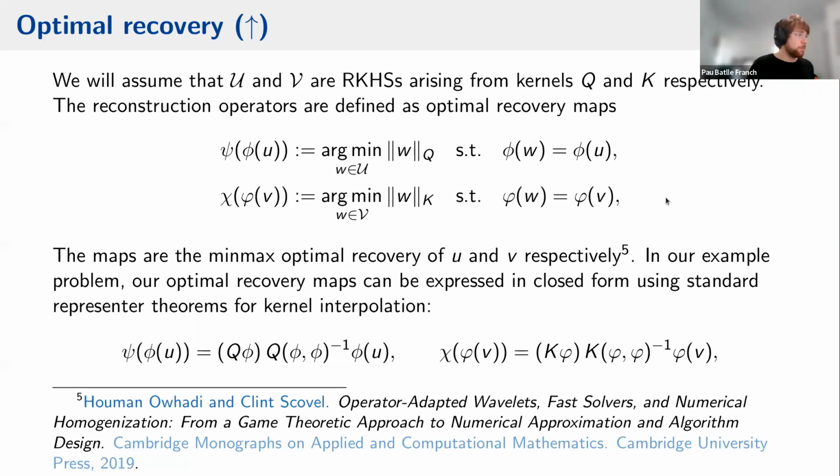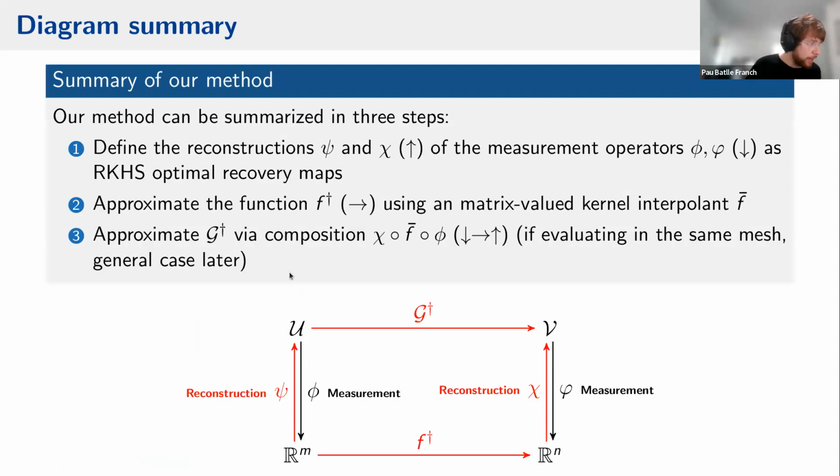It can be proven that these maps are minimax optimal in the sense that they are optimal when this function is chosen adversarially to U, and most importantly, we have closed form solutions via representer theorems of these elements. So these elements, these up arrows here in the diagram, are something that we can analytically derive. It's not something that we have to train for.